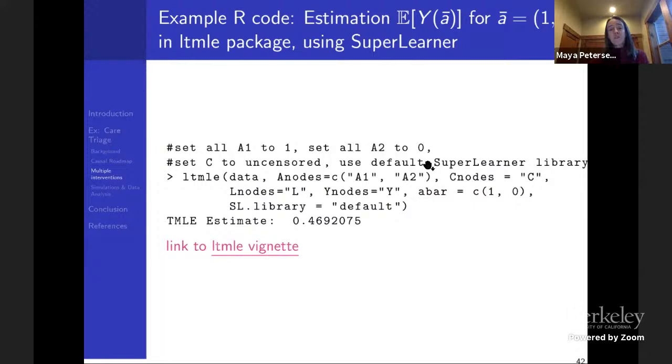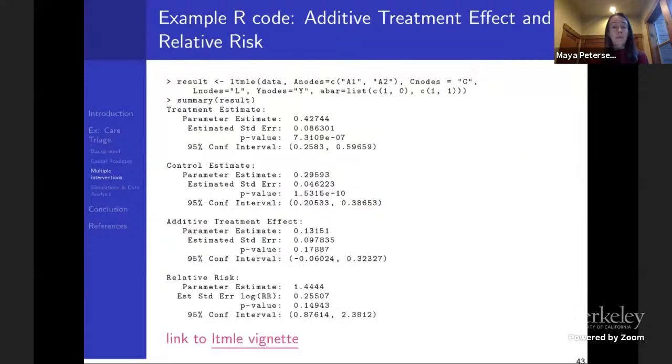And then finally, the package also calls superlearner, and you can either use a default library or, as is recommended, choose your own library to flexibly estimate both your outcome regressions and your propensity score. And just as in the single time point case, we can output effect estimates at the absolute or relative scale.